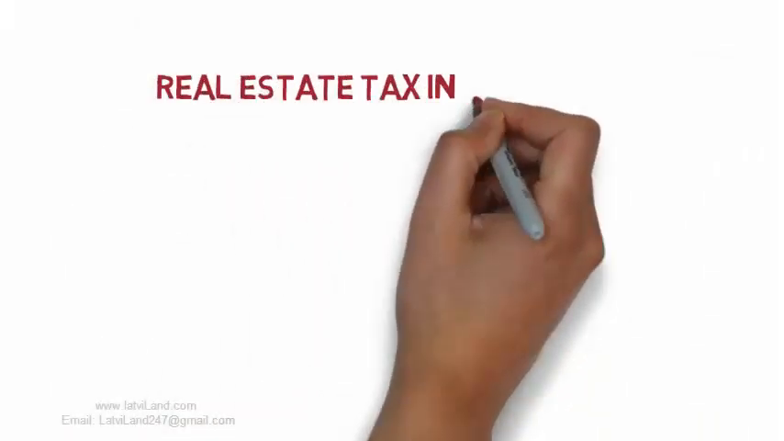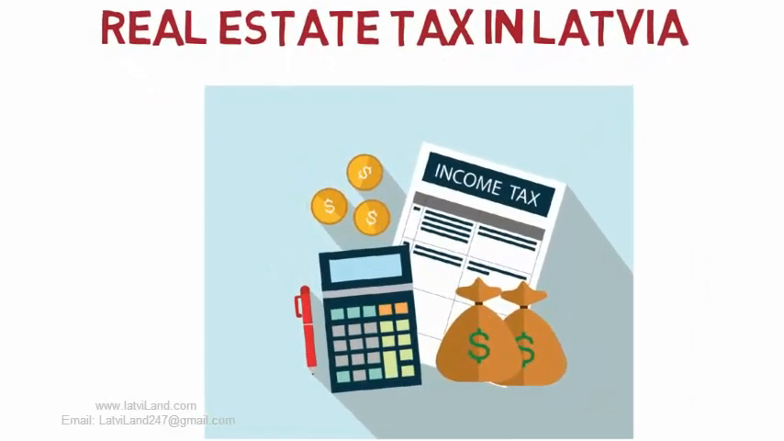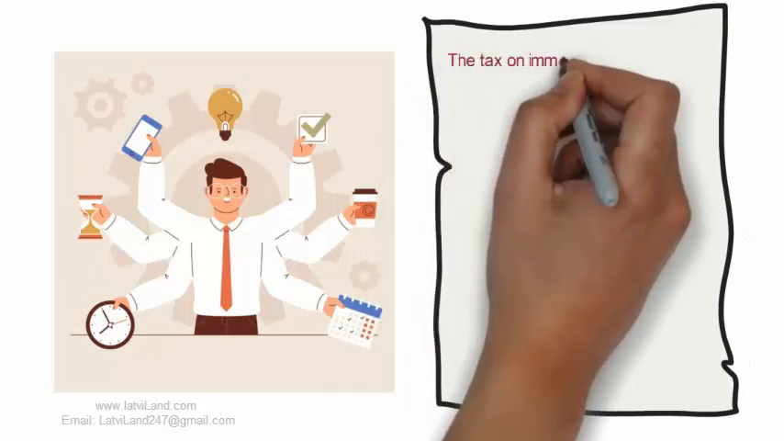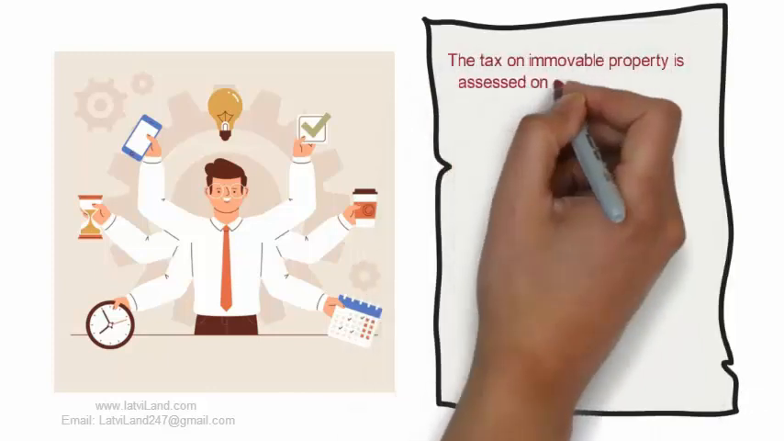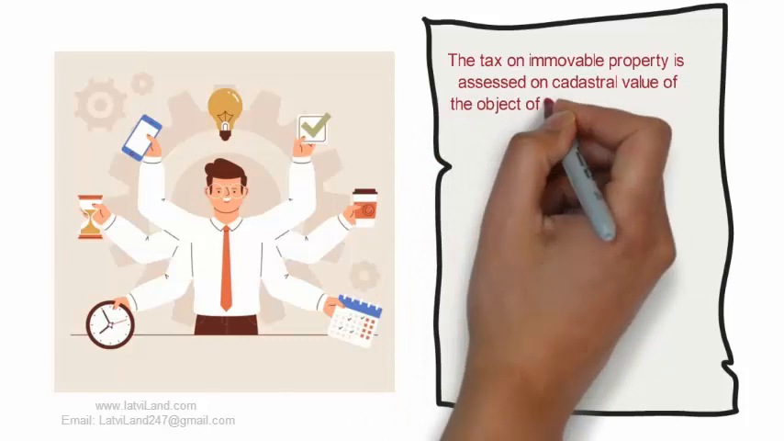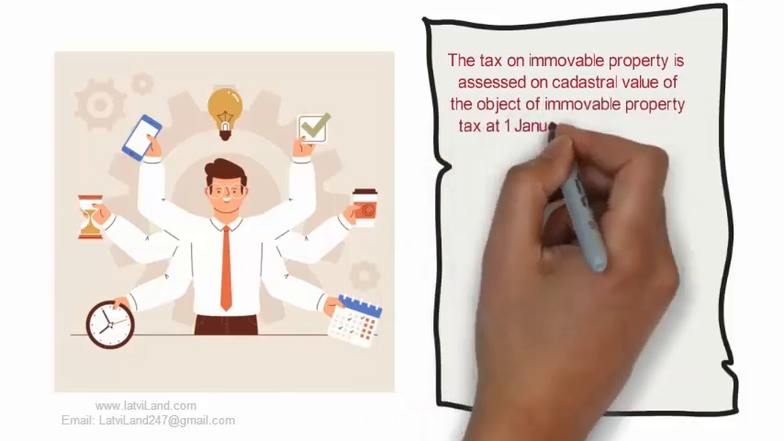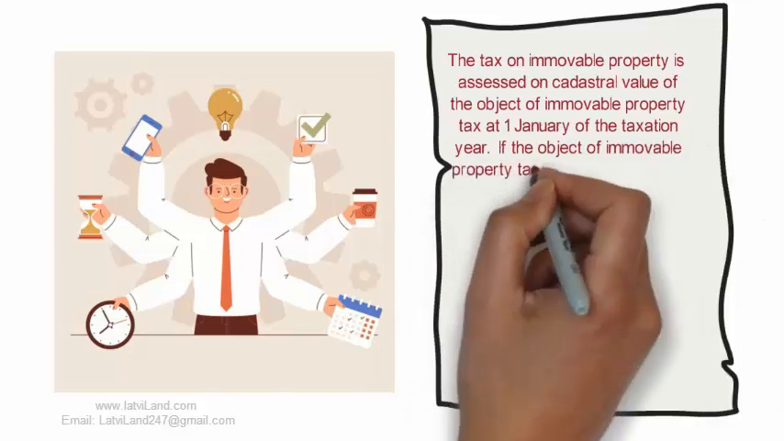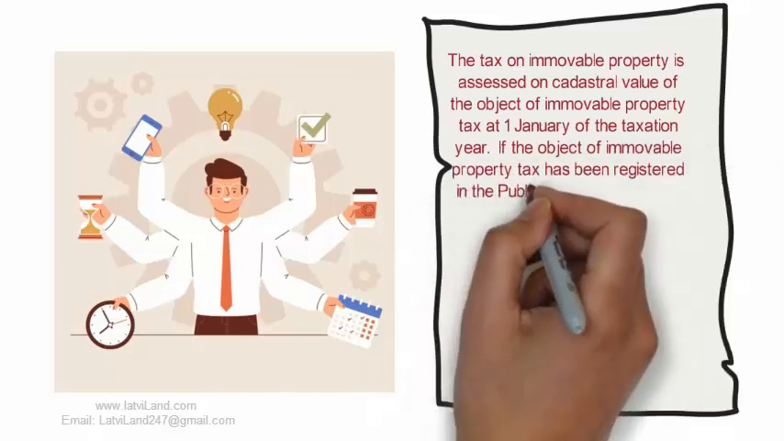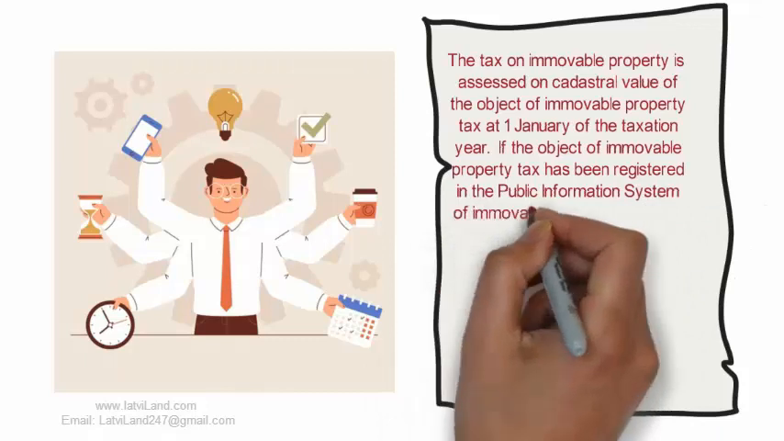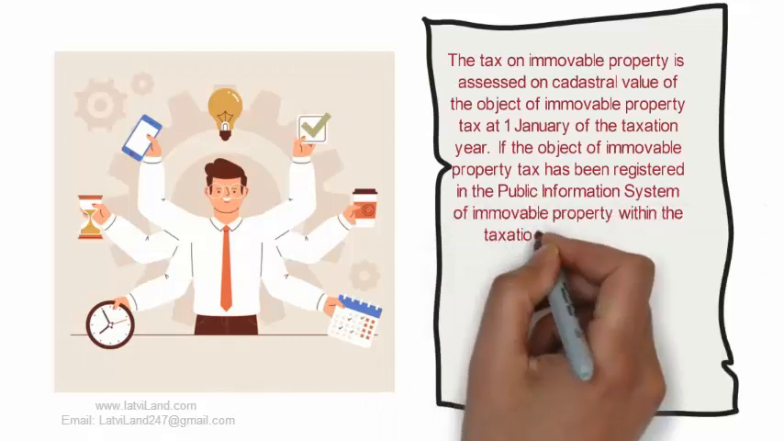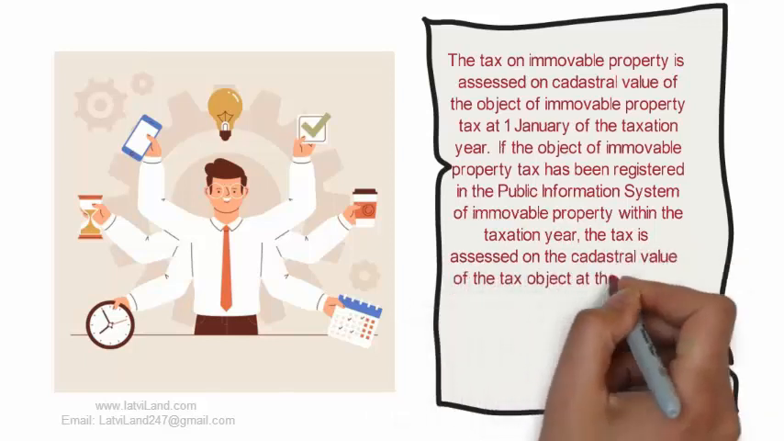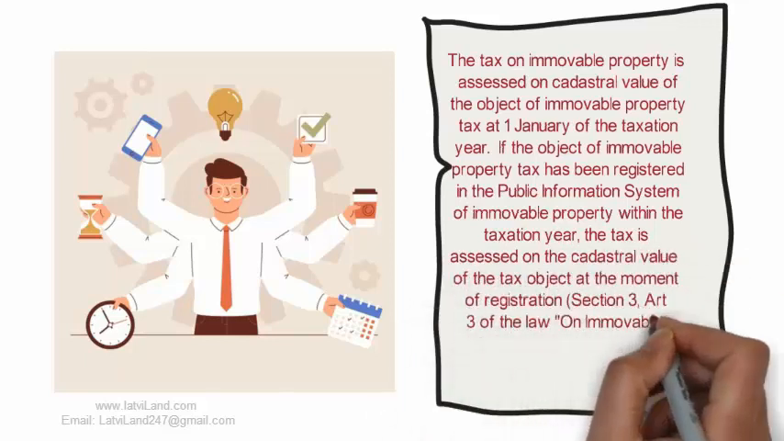Real estate tax in Latvia. The tax on immovable property is assessed on the cadastral value of the object of immovable property tax at the 1st of January of the taxation year. If the object of immovable property tax has been registered in the public information system of immovable property within the taxation year, the tax is assessed on the cadastral value of the tax object at the moment of registration. Section 3, Art. 3 of the Law on Immovable Property Tax.